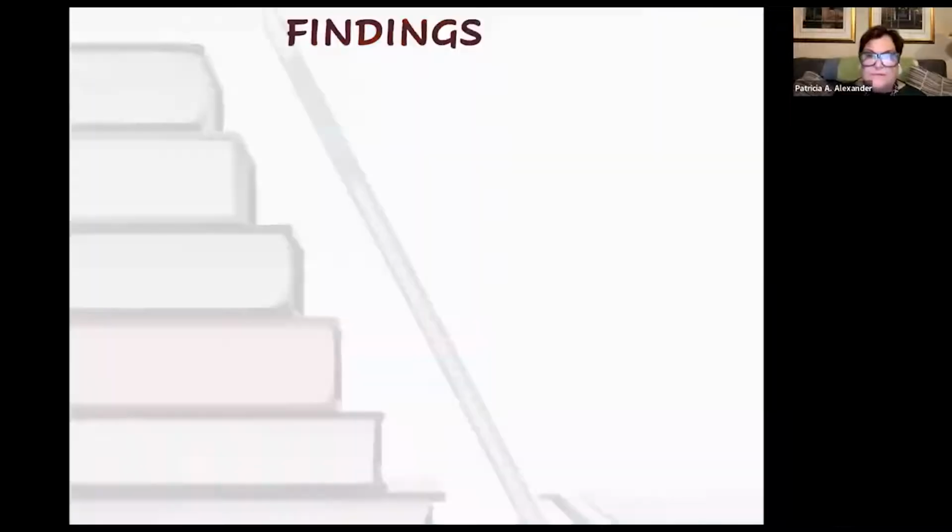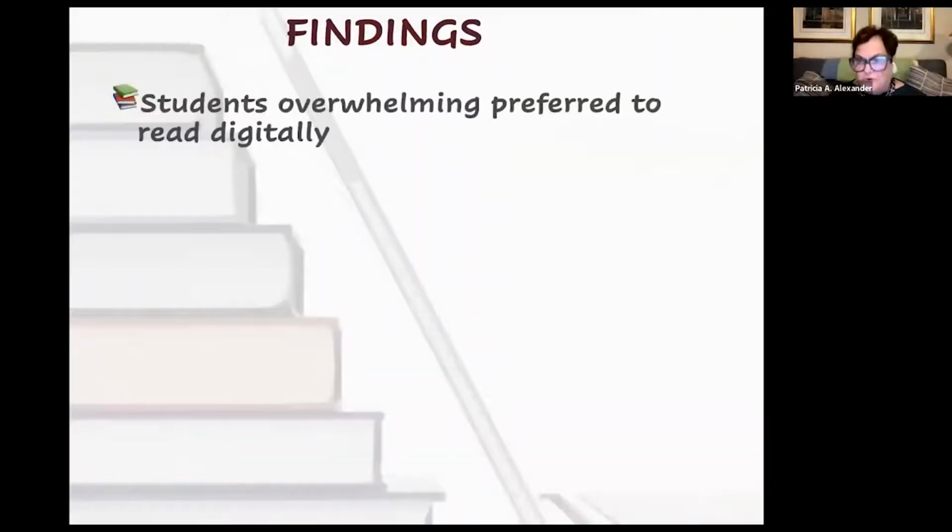In many ways, it was a fairly clean and simple study, but the findings were overwhelmingly shocking. And not this first one. Not surprisingly, the students, like 90% of our students, preferred to read digitally. They didn't want a book. They didn't want to read newspapers. They wanted, show it to me on a computer screen. And we said, okay, that makes sense.